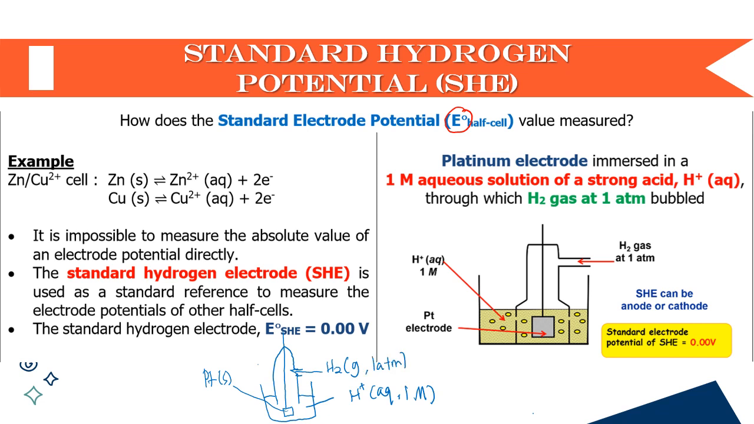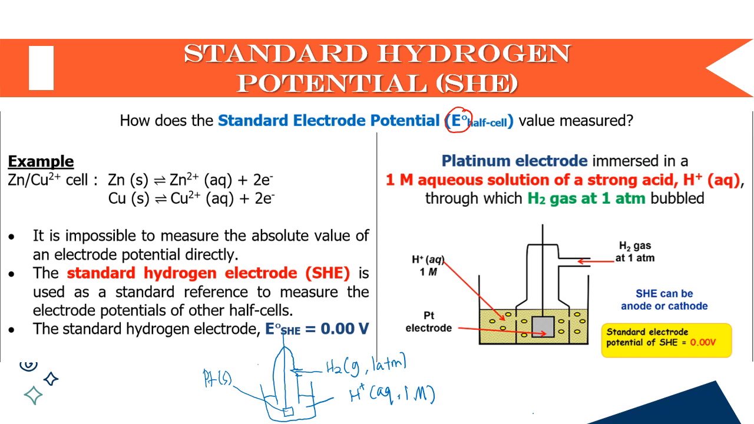So when labeling your galvanic cell, please make sure you label completely. Solid will be just solid. But for gas and also aqueous solution, it must have its concentration. For the gas, it must have its pressure. So this is how you draw your standard hydrogen electrode, SHE.